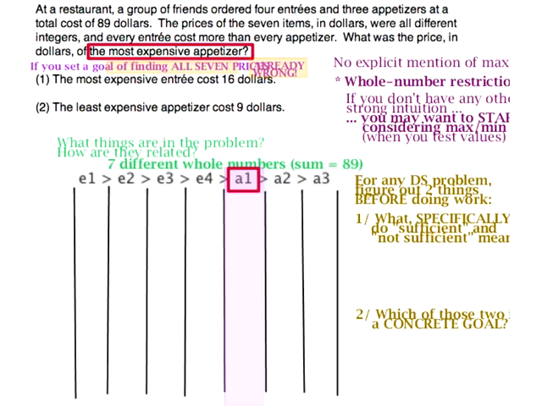Because focus is the point. You should actually expect to find A1 while still having some unknowns in the others. That's a big, big deal. So what does sufficient and not sufficient mean in this problem? What does sufficient mean?